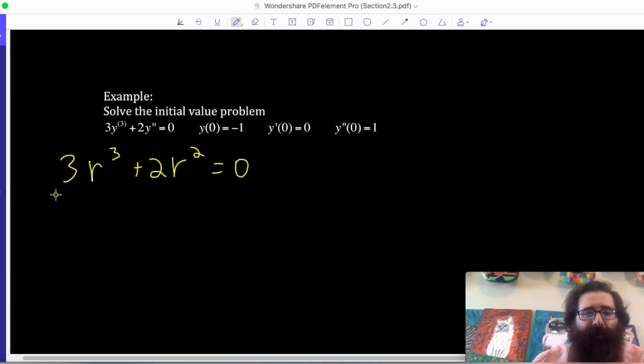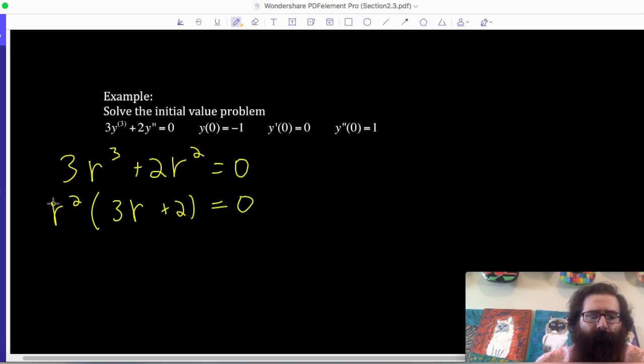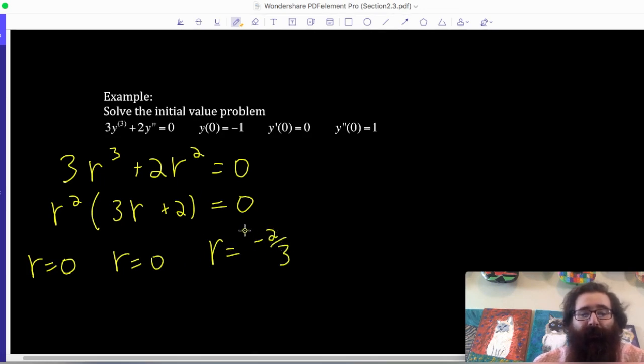And then here I can factor r squared out, and I'm left with 3r plus 2 equals 0. I can go ahead and solve for r. So here I have r equals 0 twice over, so let me write it twice. r equals 0, r equals 0. If I solve this, subtract the 2 over, divide by 3, we get r equals negative 2/3. And these are my 3 roots.